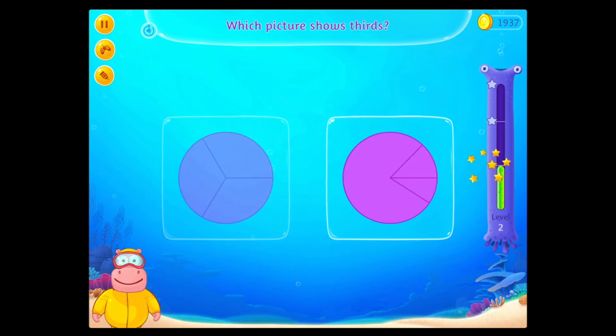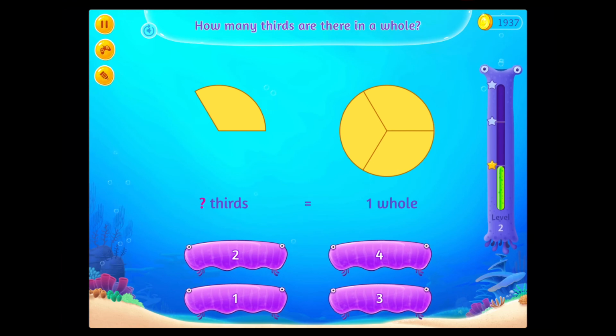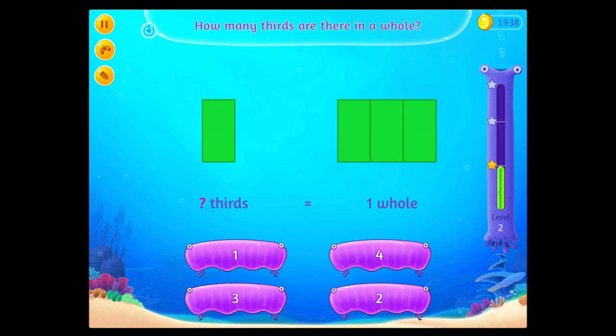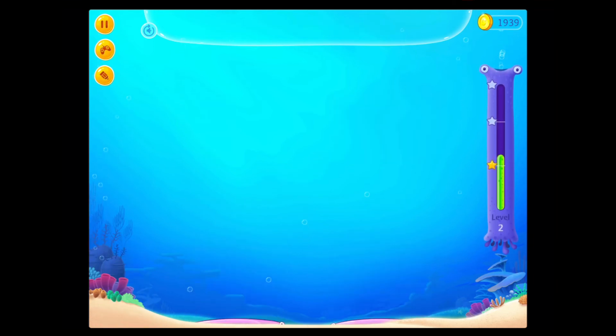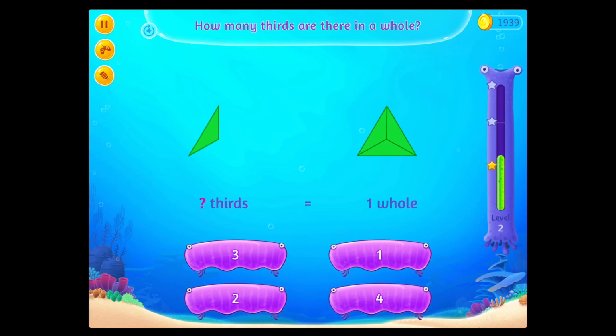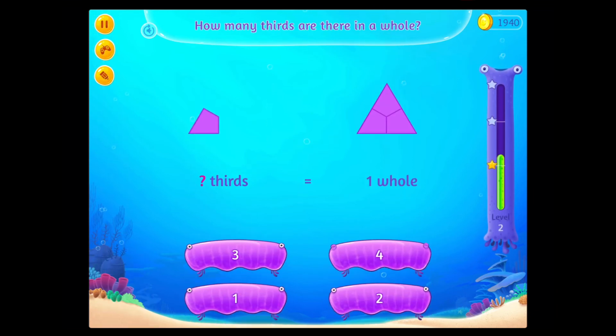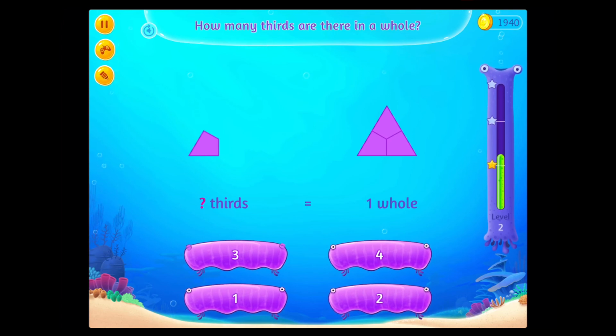Congratulations! You've done it! How many thirds are there in a whole? Rockstar! How many thirds are there in a whole? Awesome! How many thirds are there in a whole? Fabulous! How many thirds are there in a whole? Fabulous!